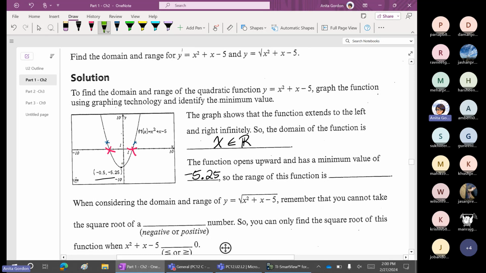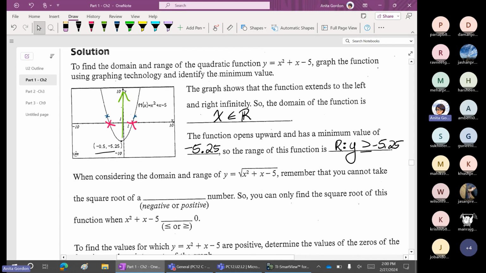The range is what can y be? Anywhere from the vertex up. So that means our range is y must be greater than or equal to negative 5.25. Now, when we take the square root, we cannot take the square roots where the y values are negative. So we cannot take negative values. That means we can only take the square root of the function wherever the entire function is above 0.